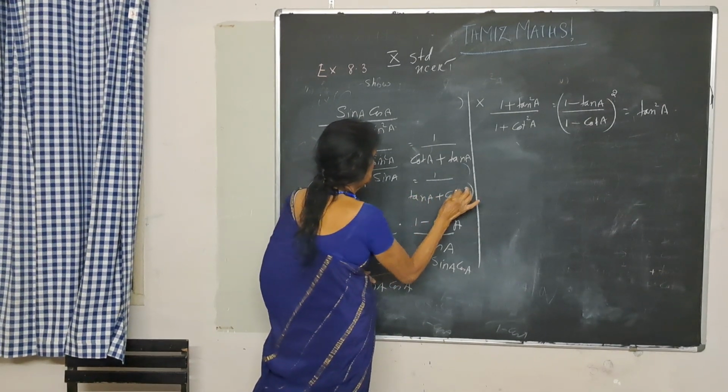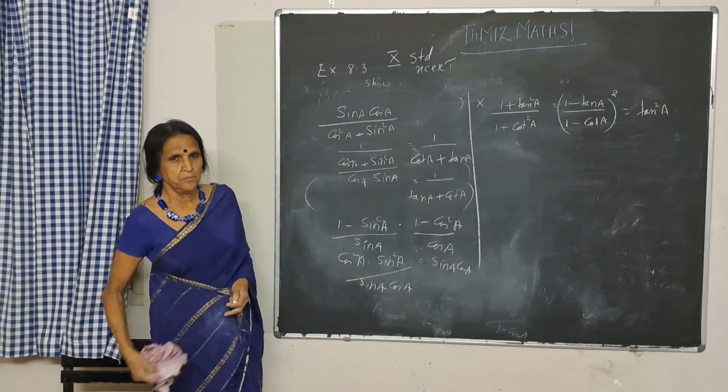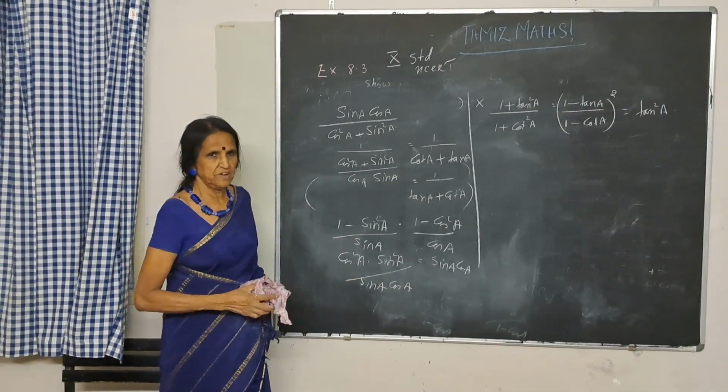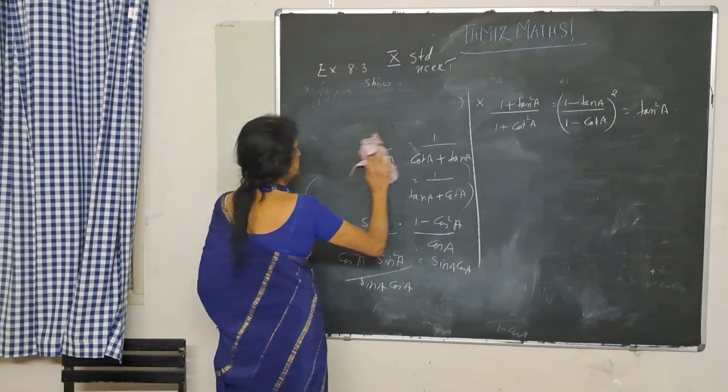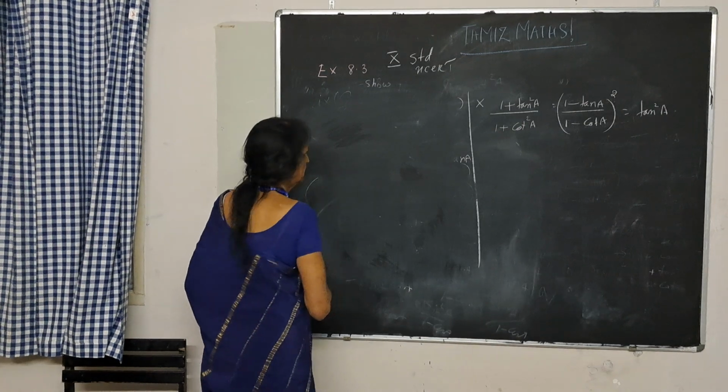So we have got it. We have got it wonderfully well. You practice it and you make yourself a master in this. Just one more left out. We will see how to go about that.